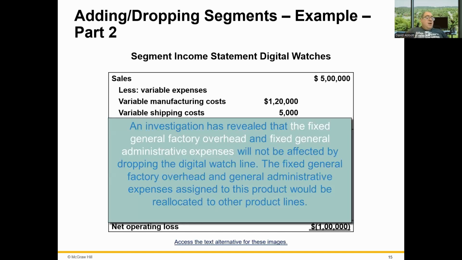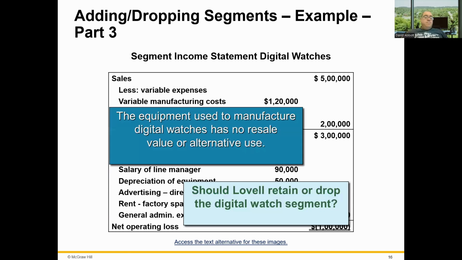So an investigation has revealed that the fixed general factory overhead and the fixed general administrative expenses would not be affected by dropping the digital watch line. So the fixed general factory overhead and the fixed general administrative expenses would stay the same regardless if we drop this line. So they're not going to be relevant in our decision making.